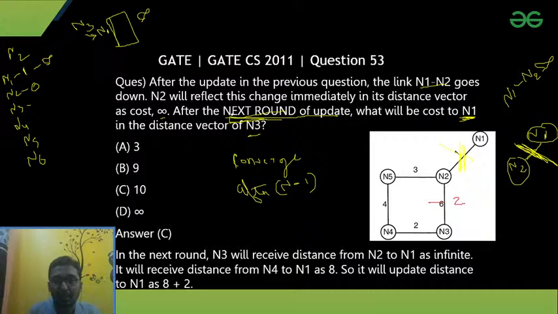But they are just asking us for the next round. They are asking us for the next round of update. So in the next round of update, what will happen? See, what will happen is N2's vector will change to N2.